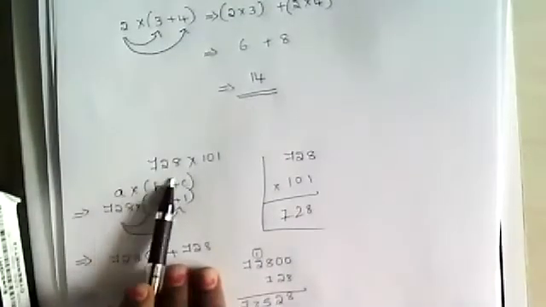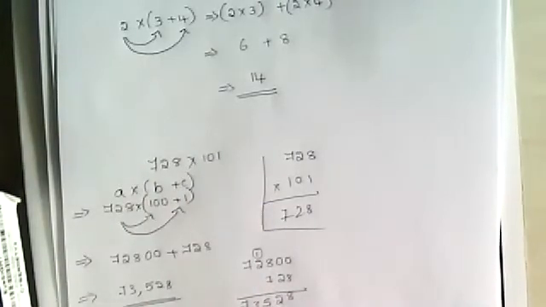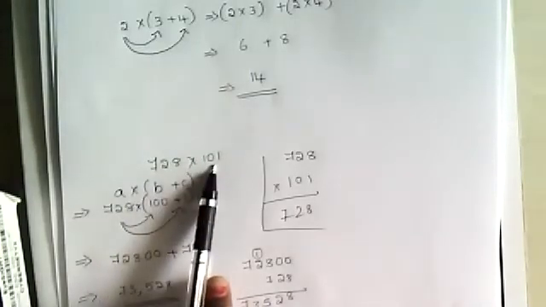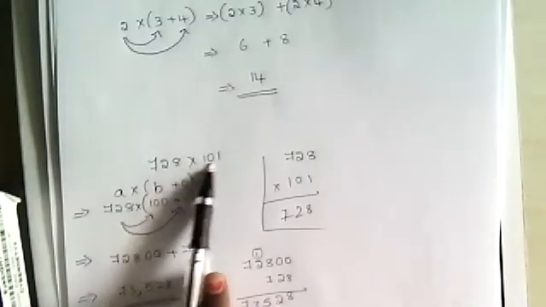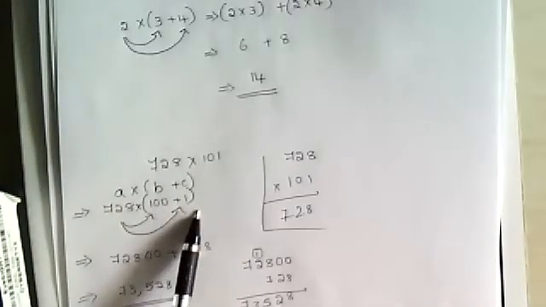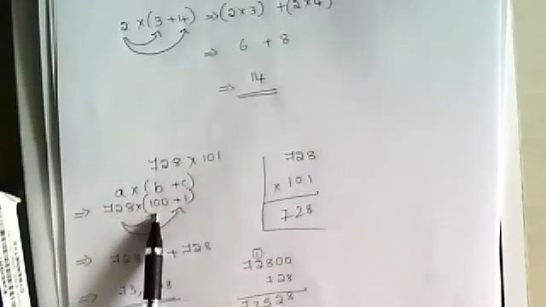So here I have 728 into 101. I have to use the distributive property for this question. In the distributive property, I need three terms: A into B plus C. But here in this question, I have only two terms, 728 into 101. What I will do is convert this 101 into B plus C form, that is 100 plus 1. 101 is nothing but 100 plus 1.